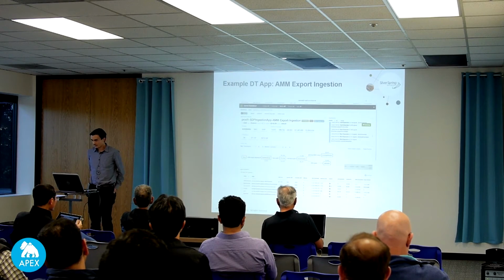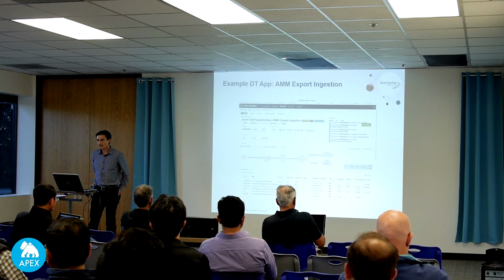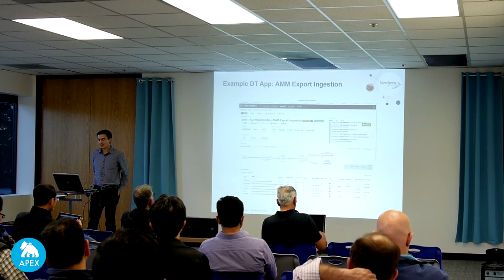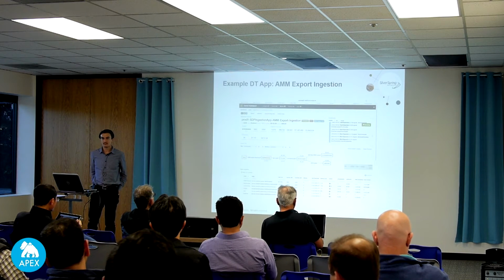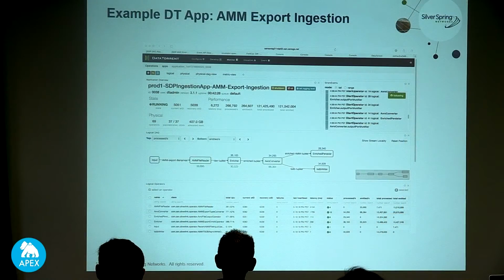I think we're good. I'm going to walk through at this point an example of one of our Data Torrent apps. So what I'm showing here is a screenshot of the Data Torrent console while it's in operation. And briefly, the AMM is the Advanced Metering Module. That's what that stands for.